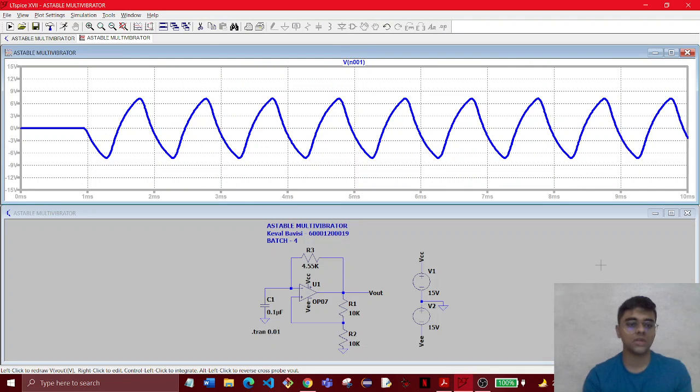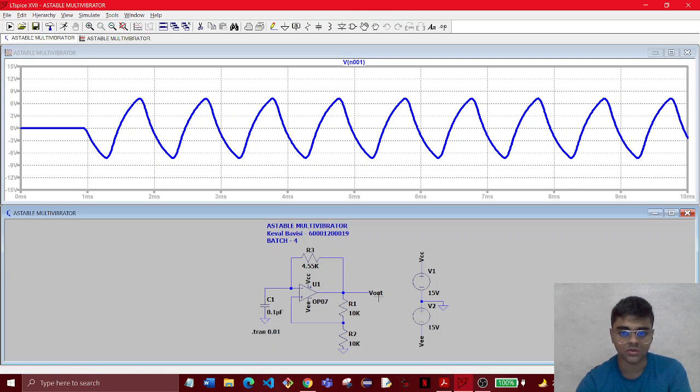Yeah, so this is the input. As you can see, from 0 milliseconds to 1 milliseconds, it is the time taken by the capacitor to charge itself, and then it discharges, then it charges again and discharges. So the curve over here depicts the charging, and the downward slope depicts the discharging of the capacitor.